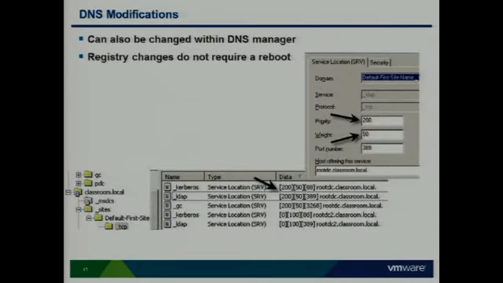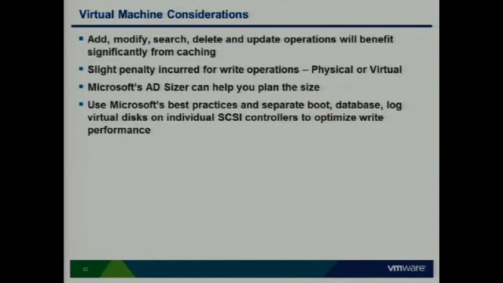Here's where the values are. If you've ever looked at a DNS SRV record, you double-click on it. There's the weight and priority values in there. It does not require a reboot. That's an immediate change. It's picked up right away in that configuration.